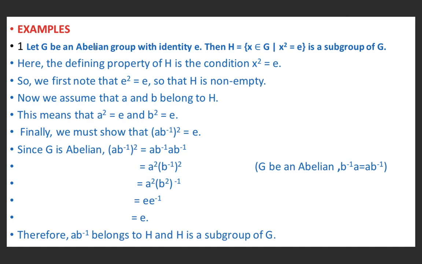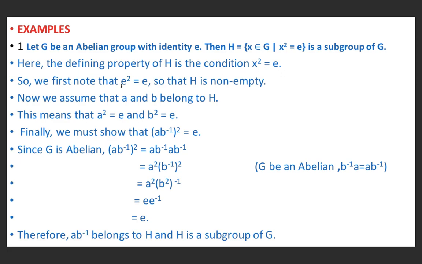Let G be an abelian group with identity e. Then H equal to the set of x belonging to G such that x square equal to e is a subgroup of G. So we are given a set H which consists of elements of G for which x square equal to e. So our defining property of H is the condition x square equal to e, which we have identified.